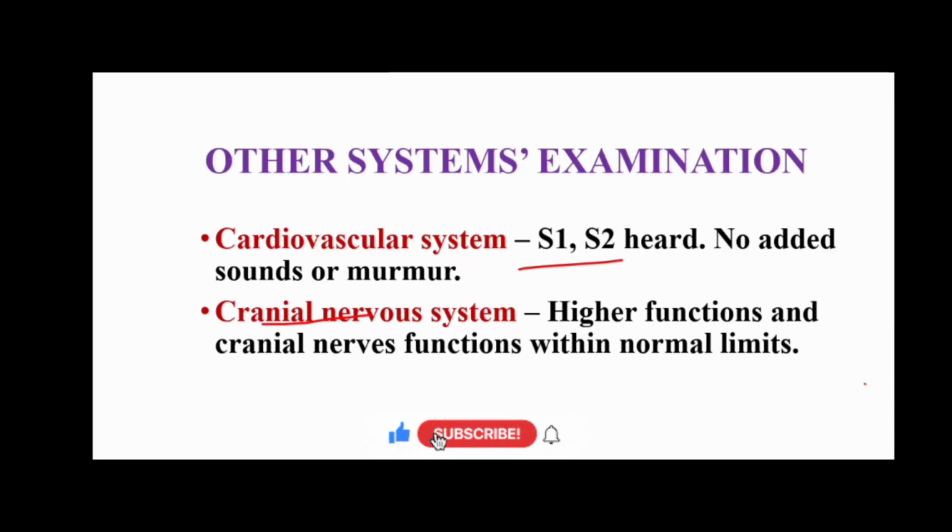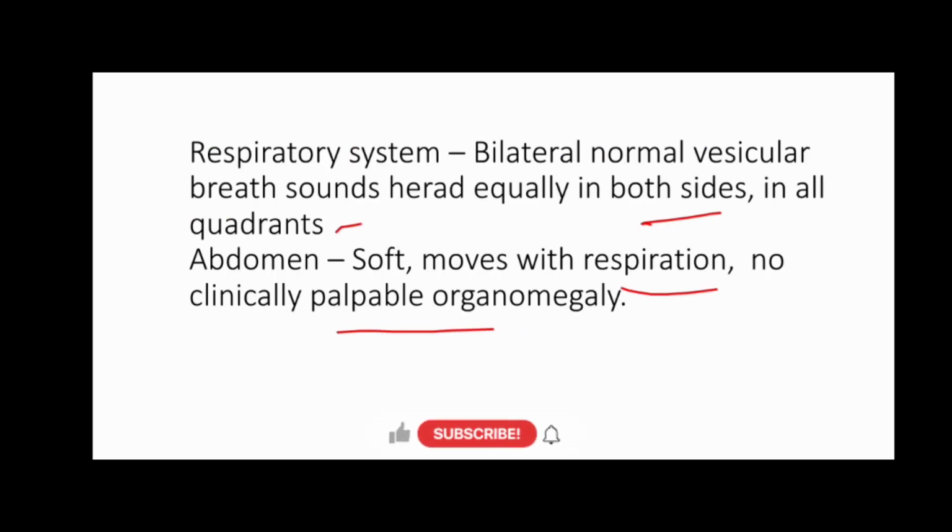And coming to other system examination, I already told that we include in general examination the cardiovascular system, cranial nervous system, respiratory system, and abdomen. Okay, cardiovascular system, S1, S2 heard, no added sounds or murmur. In cranial nervous system, higher functions and cranial nerve functions are within normal limits. And respiratory system, bilateral normal vesicular breath sounds heard equally on both sides in all quadrants. Abdomen soft, moves with respiration, no clinically palpable organomegaly.